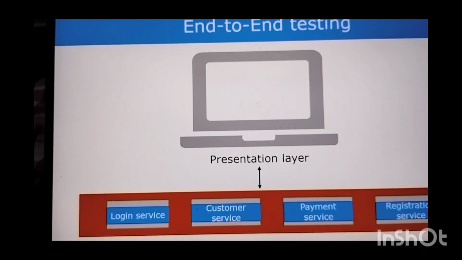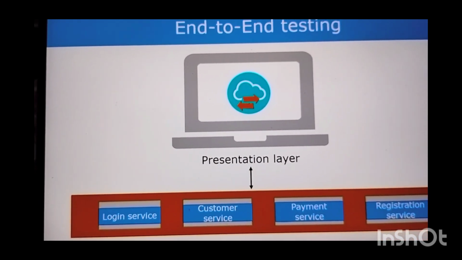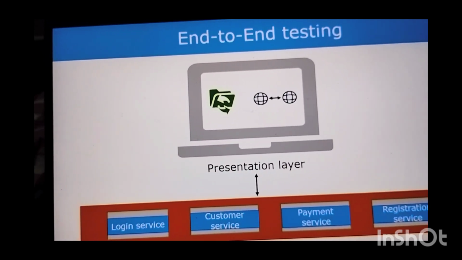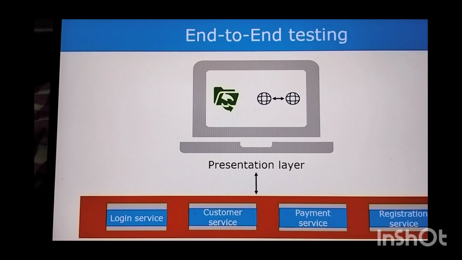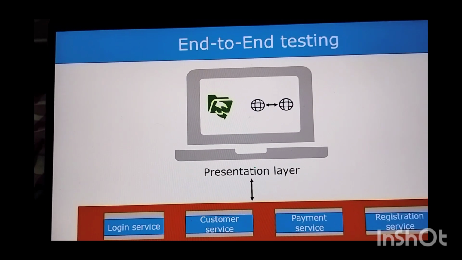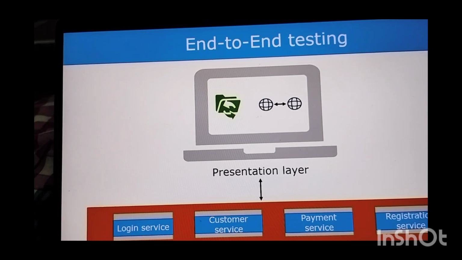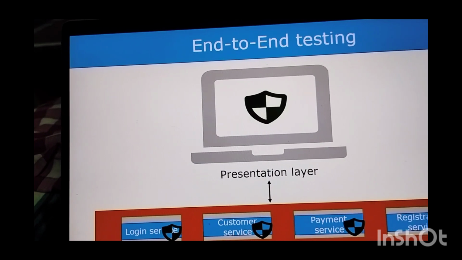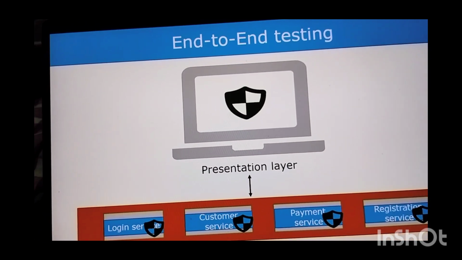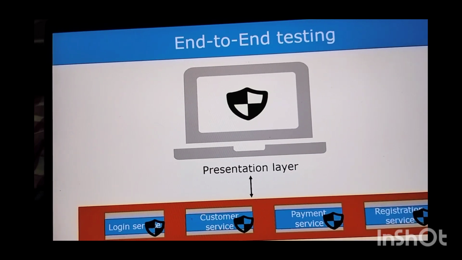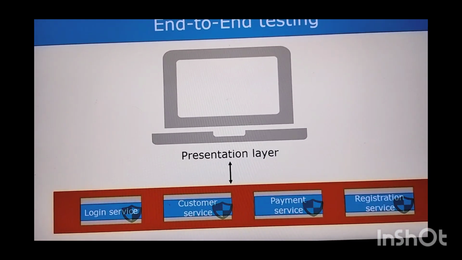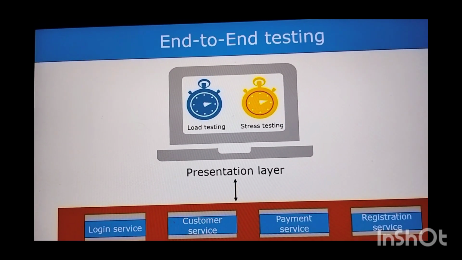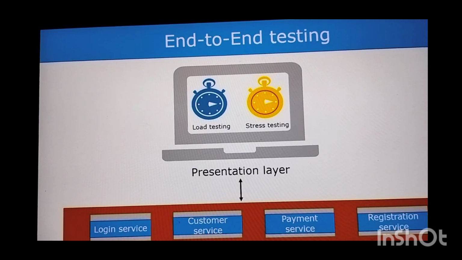In the end-to-end testing phase, the presentation layer is tested for critical transactions for validating data flow throughout the cycle and handshakes between the dependent services as a part of functional testing. The security vulnerability of all the modules in the presentation layer is assessed as a part of security testing. Load and stress testing are performed to benchmark the performance and failing point of the application.